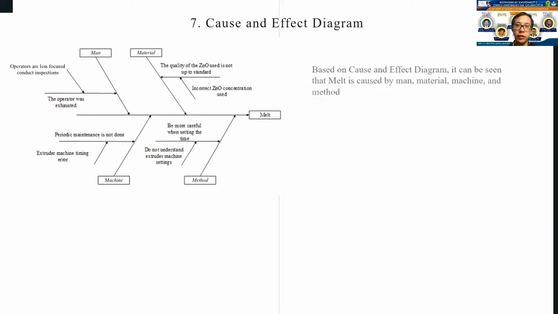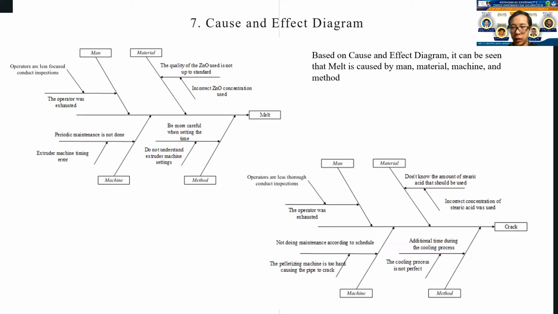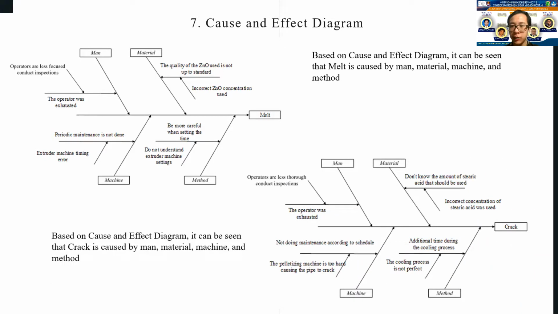7 is cause and effect diagram. Based on the cause and effect diagram, we can see that the melt defect is caused by man, material, machine, and method. For the crack defect, we can also see from the cause and effect diagram that it is caused by man, material, machine, and method too. So we have to focus on these four aspects to reduce the total number of defects.